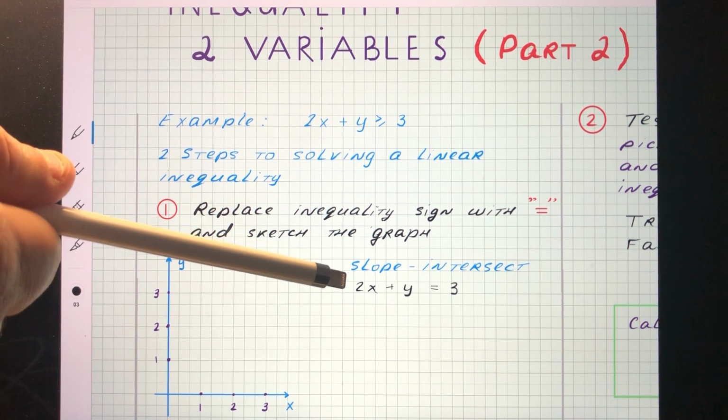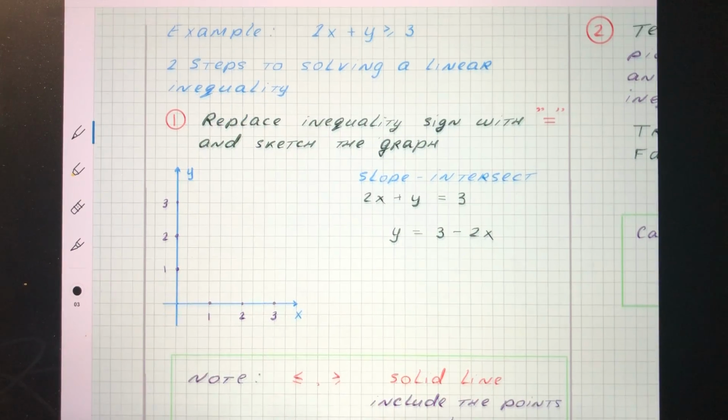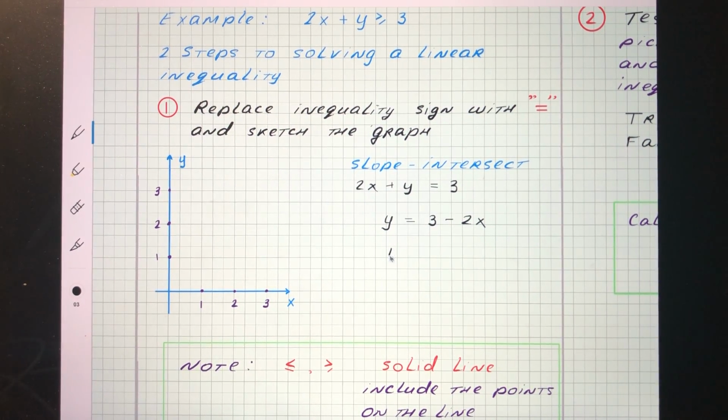Let's do that. Well, all we need to do is subtract the 2x from both sides. Subtracting 2x from both sides will get us y equals 3 minus 2x. In the slope-intercept form, the slope number comes first, and then the y-intercept. So let's rearrange our equation into negative 2x plus 3.